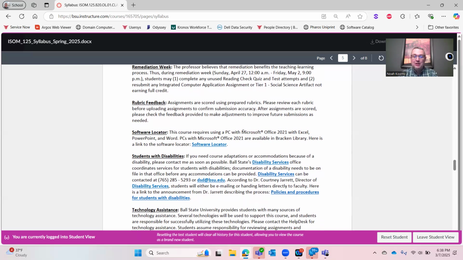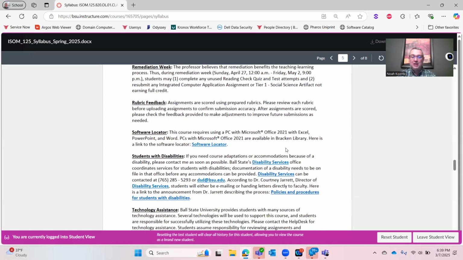Software locator. This course requires a PC with Microsoft Office 21 with Excel, PowerPoint, and Word. PCs with Microsoft Office 21 are available in Bracken Library. So we have a software locator on campus. So if you're at all in question about where to find it, click this link and it'll direct you to that location.